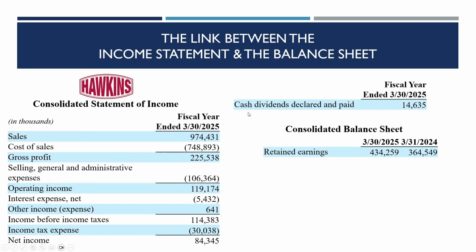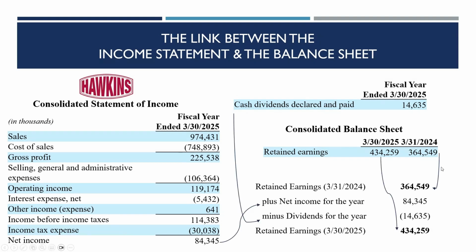Elsewhere in the financial statements, I see that they have cash dividends declared and paid, $14.6 million. And on the balance sheet, we see that their retained earnings went from 364 to 434. So can we tie out the change in retained earnings exactly to their profitability and the dividends?